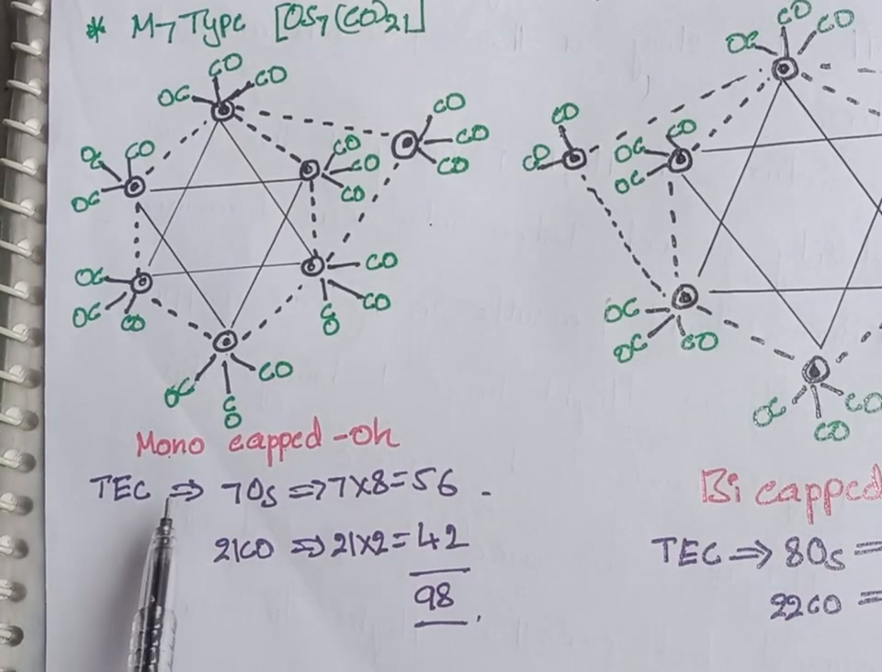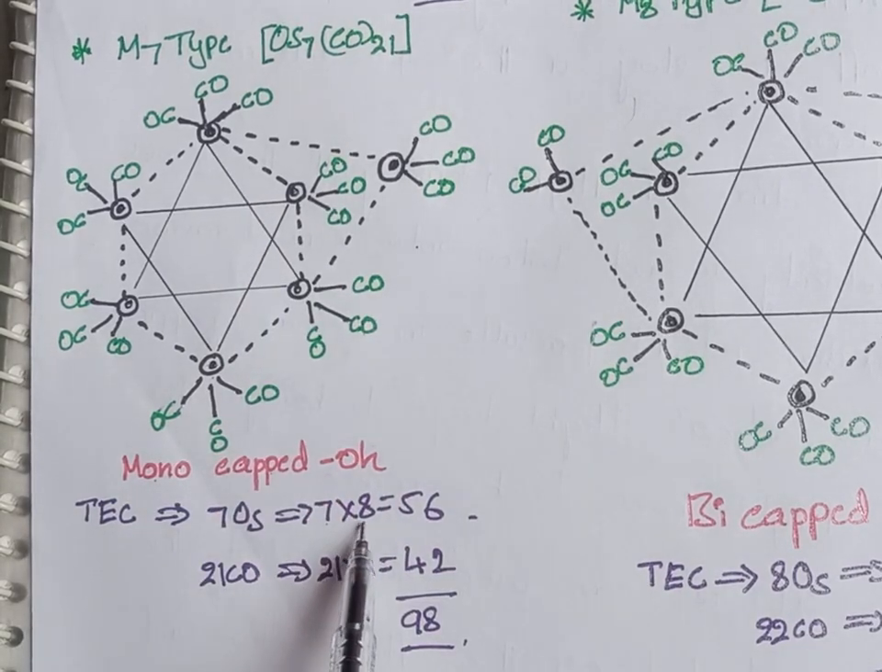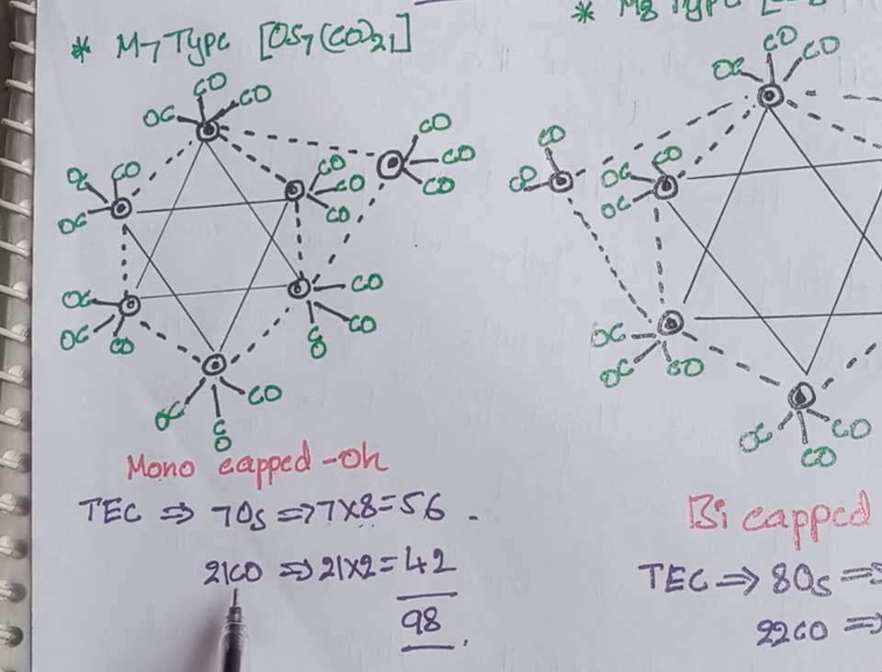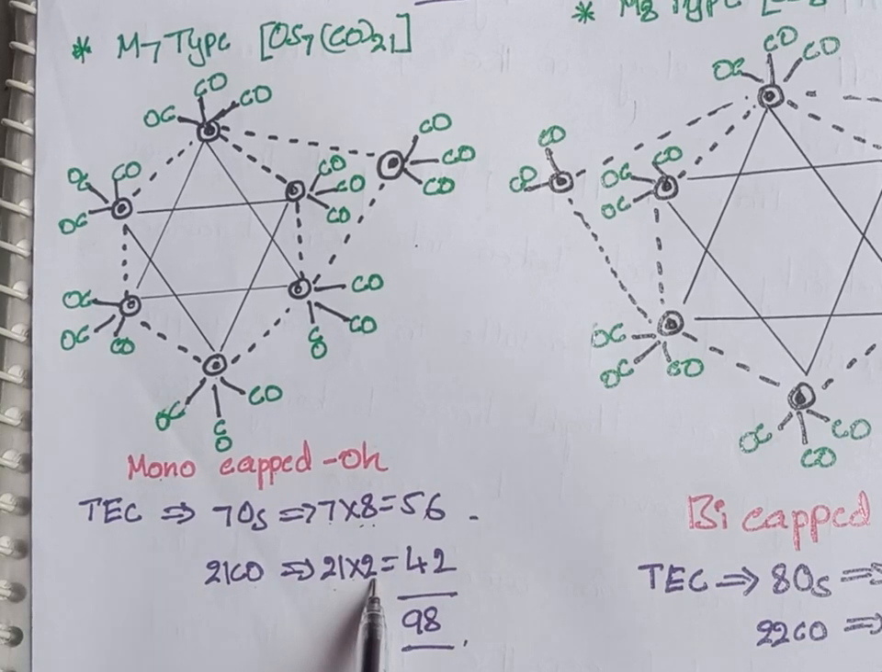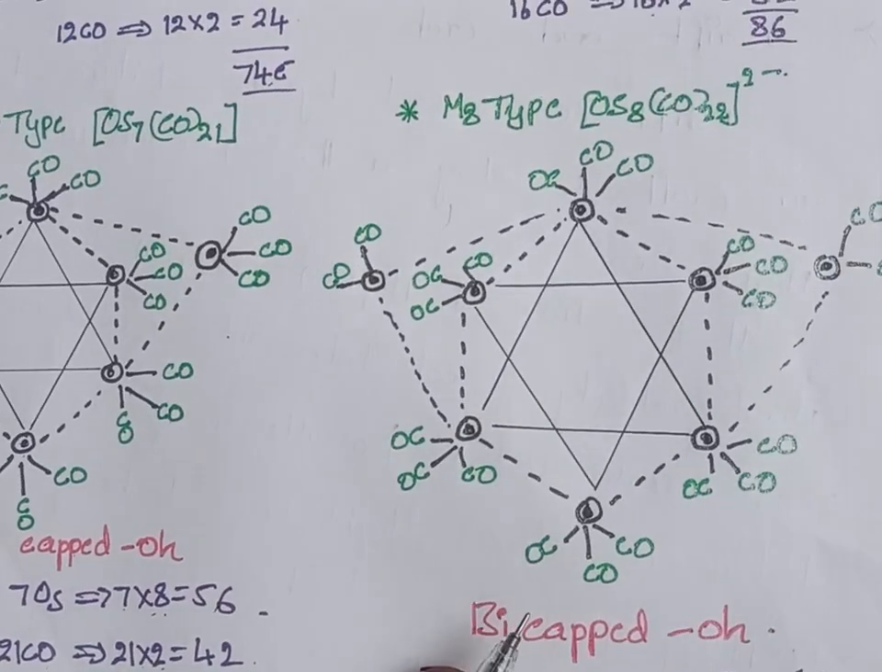If you see the total electron count, 7 osmium atoms are there. 7 into the valency of osmium, which is 8, is 56. And 21 carbonyls, 21 into 2 electrons, 42. So the total electron count is 98.